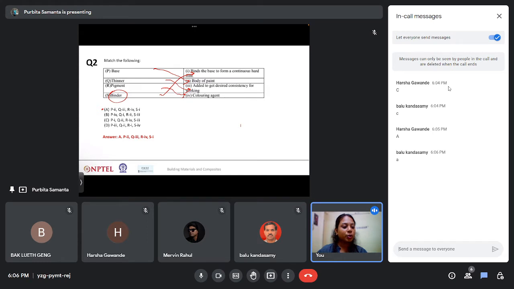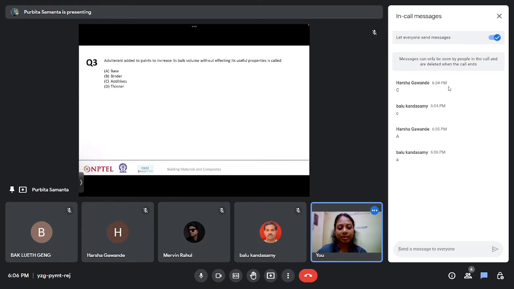Now coming to our third question, which says: an adulterant added to paints to increase its bulk volume without affecting its useful properties is known as, is it base, is it binder, is it additives, or is it thinner?